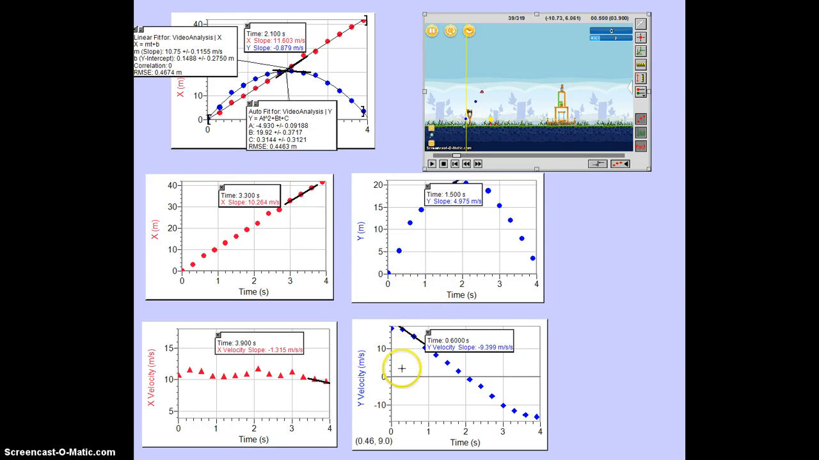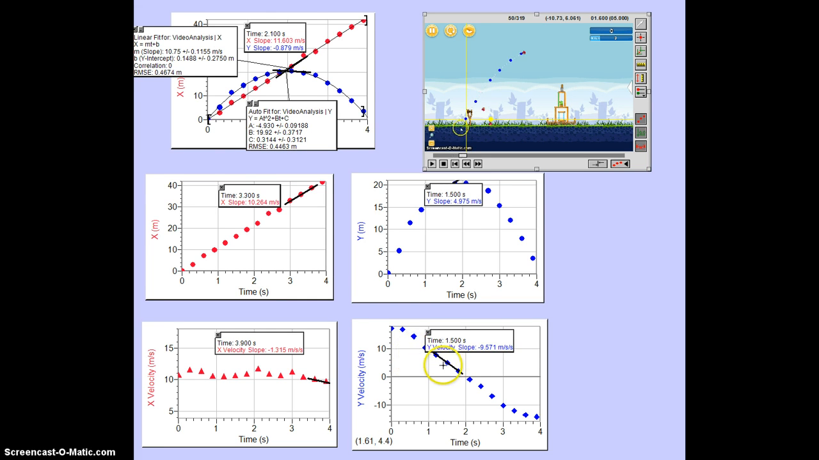Now analyzing the y acceleration graph, the slope is constant. As you can see, it's a straight line right here. The slope is constant because acceleration is constant due to gravity. So the slope would be negative 9.8 approximately. The values on the y-axis match the corresponding slope on the position versus time graph above.